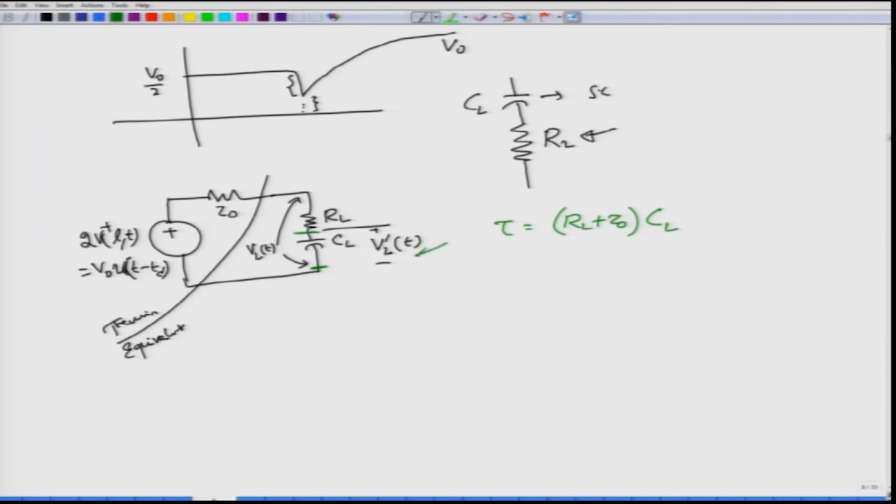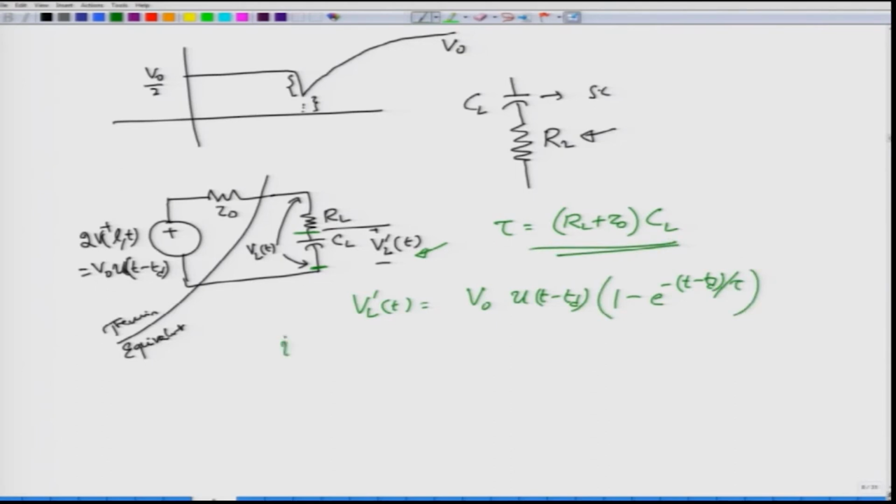Therefore, the voltage across this load or across this capacitor VL prime of t initially will start at 0 because we had considered this to be equal to 0, and from there it will grow in the exponential manner. So I can write down VL prime of t as V0 u(t minus Td) into 1 minus e to the power minus (t minus Td) divided by tau, where tau is (RL plus Z0) into CL.